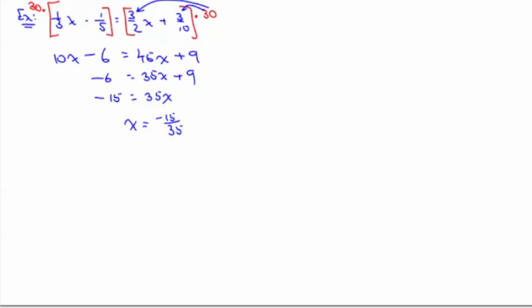By the way, if you type that into the computer, it'll mark it wrong. It's not simplified. It has to be simplified. Same thing for me. So 5 goes into both of them, so you're going to get -3 over 7. And there's your answer. -3/7.